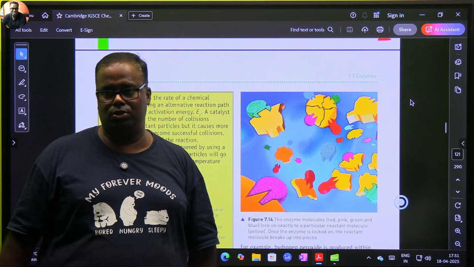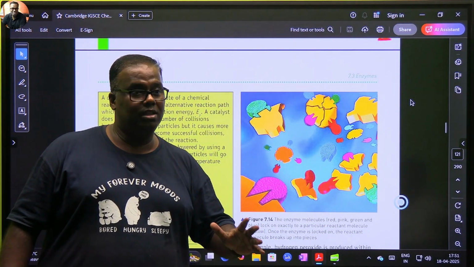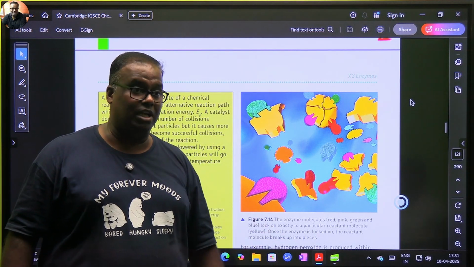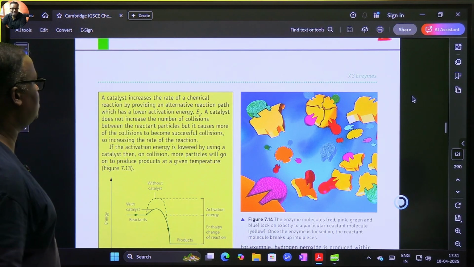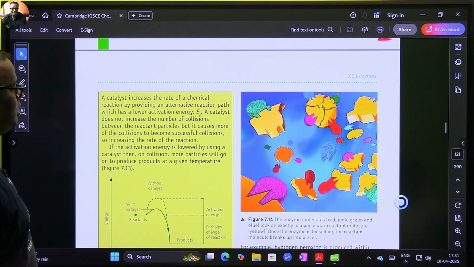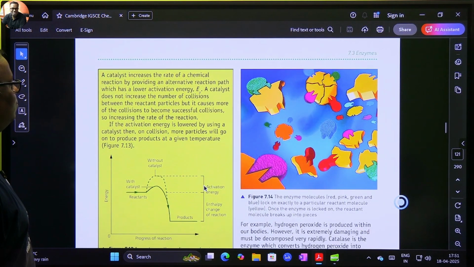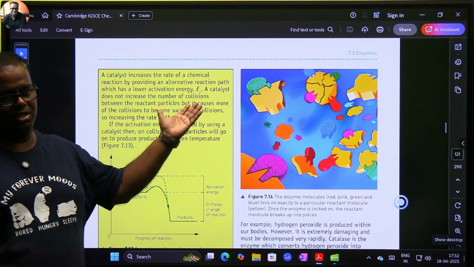But there is a story to it. This action is going to happen only till the time there is a particular temperature. That is what we are going to read now. Let's say a catalyst increases the rate of a chemical reaction by providing an alternative reaction path. Okay, this part comes for enzymes. So let's finish this part first and then we'll go there. So a catalyst gives you an alternative reaction path, which has a lower activation energy.